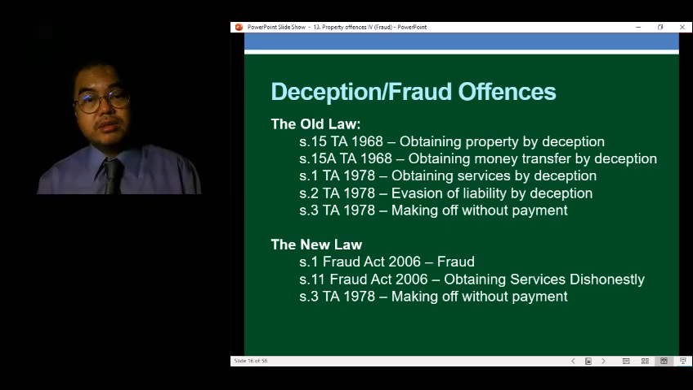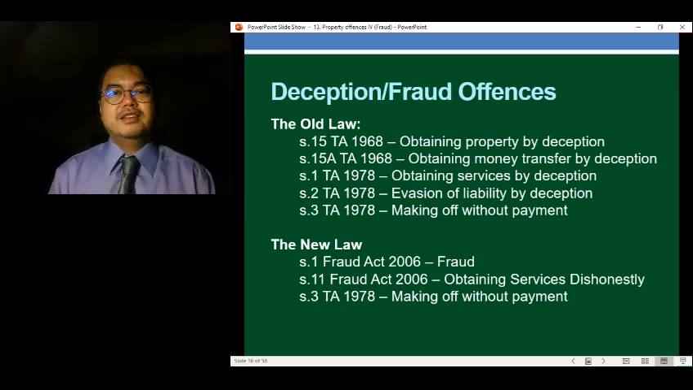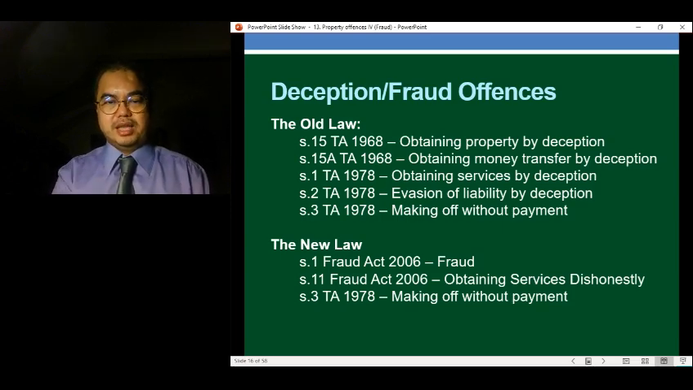Now, Section 3 of the Theft Act 78 survives, right? So Section 3 of the Theft Act survives. There is still the offence of making off without payment. And you see that it is different from the other parts of the old law because there is no requirement for there to be deception. But we'll look at that later.